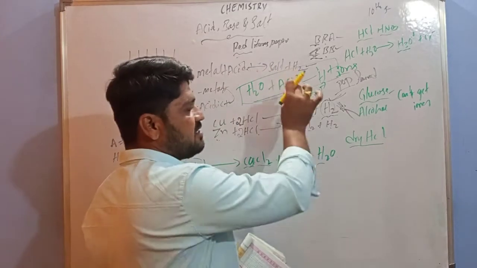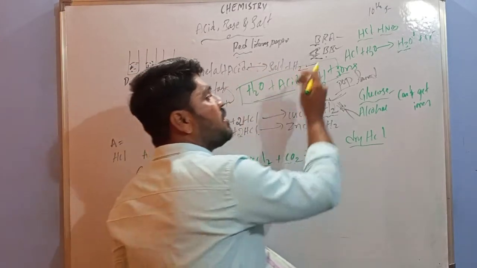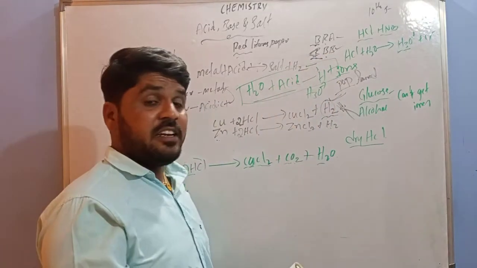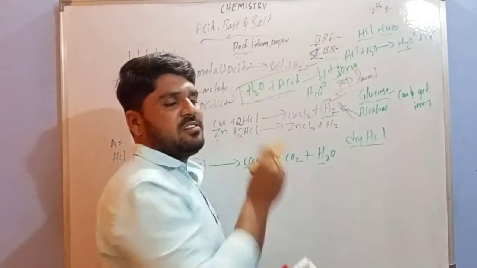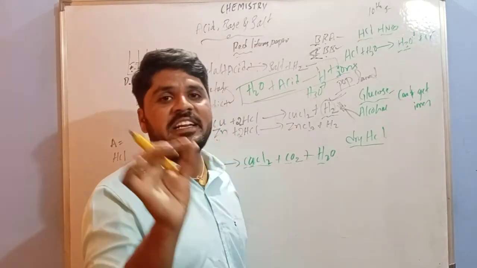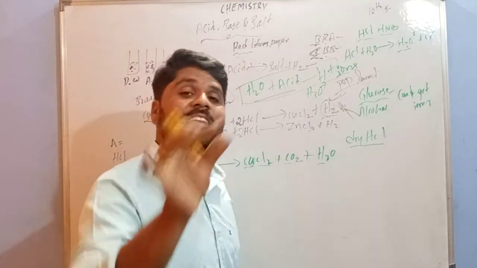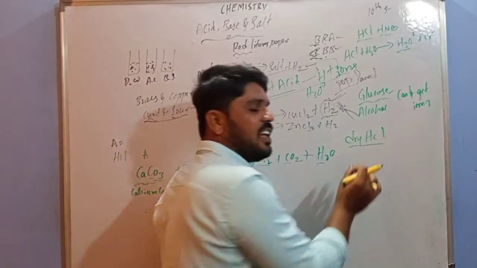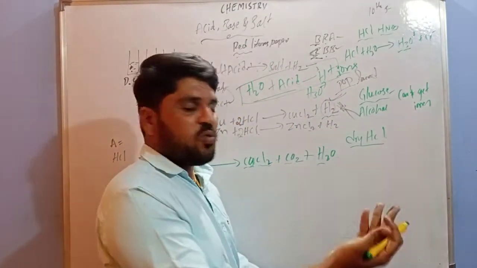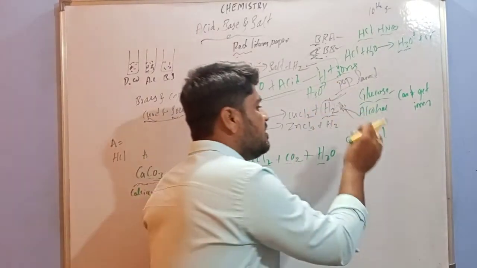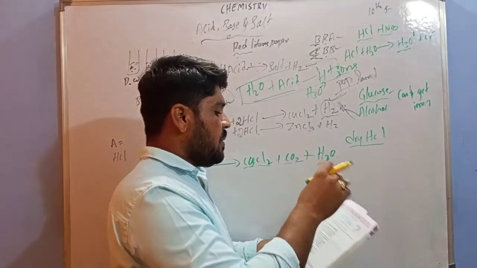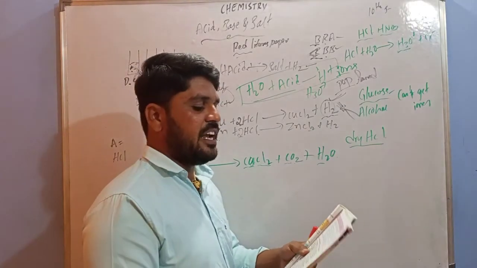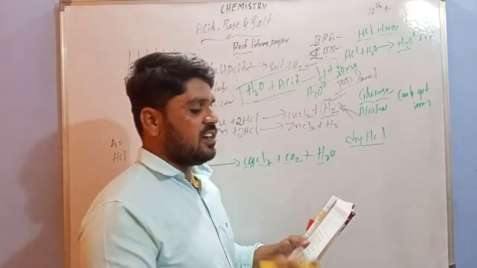Acids can produce hydrogen ions as H3O plus only in water. In the last class I told you about this: the hydrogen ions cannot exist alone. They always combine with water. In dry HCl, where is the water? There is no water in dry HCl. That's why the litmus paper color doesn't change. Dry litmus paper cannot change the color.